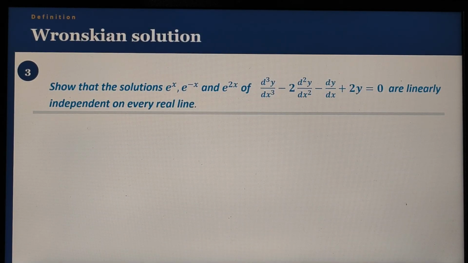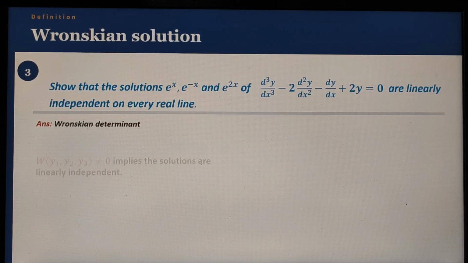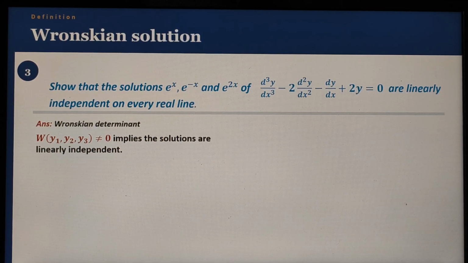Next, the Wronskian. The question is: show that the solutions e^x, e^(−x) and e^(2x) of the differential equation d³y/dx³ − 2d²y/dx² − dy/dx + 2y = 0 are linearly independent on every real line. The property of the Wronskian determinant says that W(y1, y2, y3) not equal to 0 implies the solutions are linearly independent.